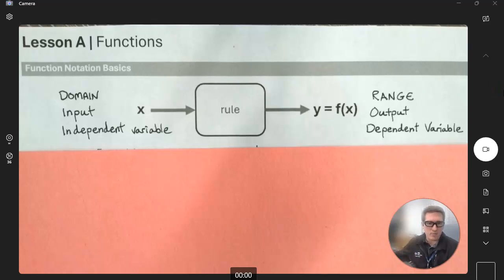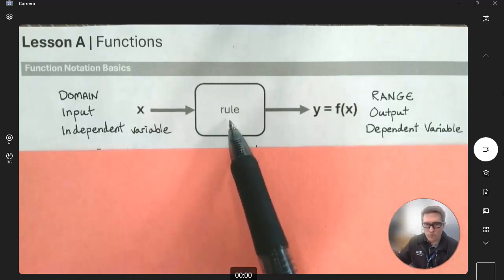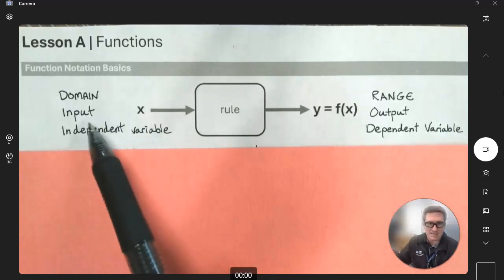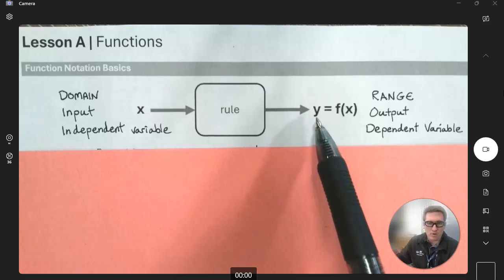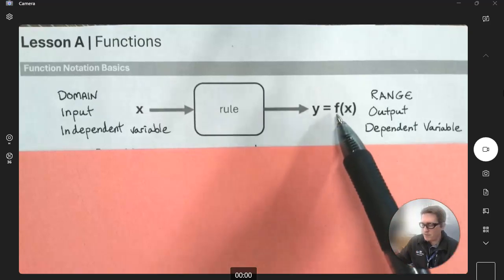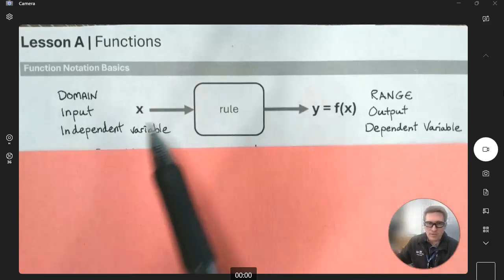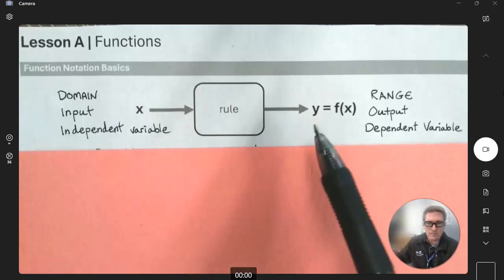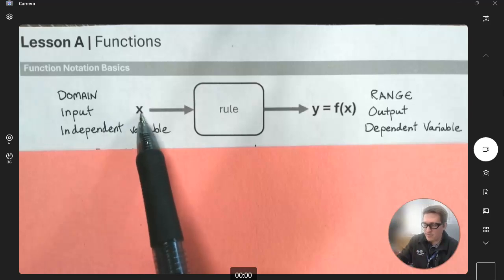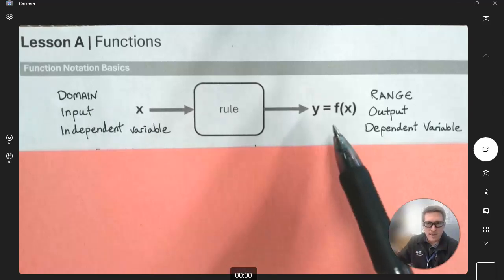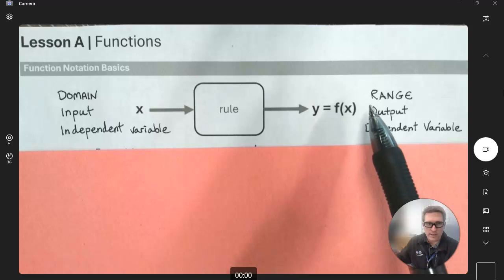Welcome to Lesson A, which is about functions. Let's remember what a function is. A function is a rule that takes x as an input, and the rule does something with that number and comes out with another number called y, often written as f of x. The x is the input variable, the y is the output variable. The values of x are called the domain, and the values of y are called the range.